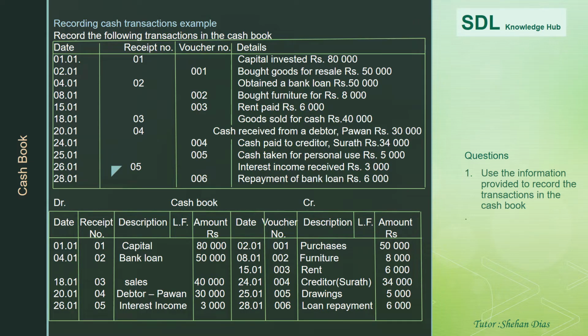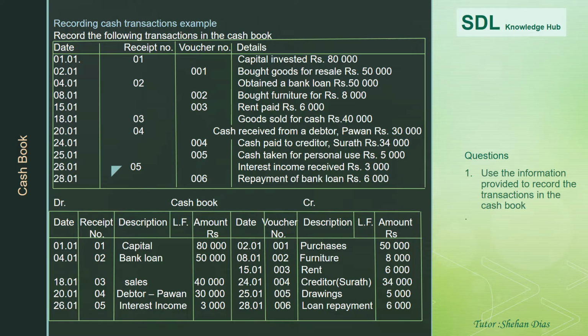The first transaction, capital invested for 80,000. So that means based on the double entry principle, cash asset increases, so it will be debit. So put the date and the receipt number 1, and the description will always be the corresponding double entry other account name. So that is here capital and the amount is 80,000.